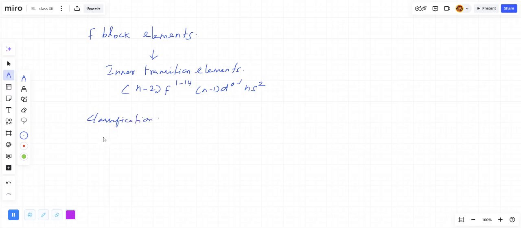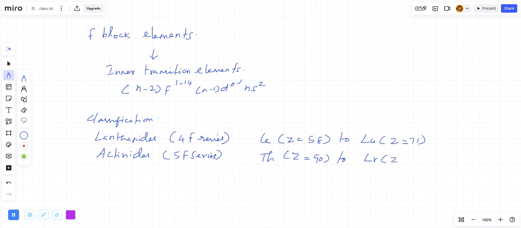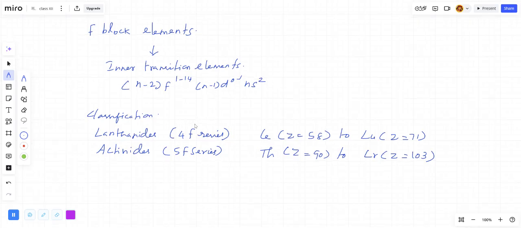Classification: the 4f series and the 5f series. The 4f series is otherwise called lanthanides, from cerium, atomic number 58, to lutetium, atomic number 71. The 5f series is actinides, from thorium, atomic number 90, to lawrencium, atomic number 103. So this is the classification of f block elements.